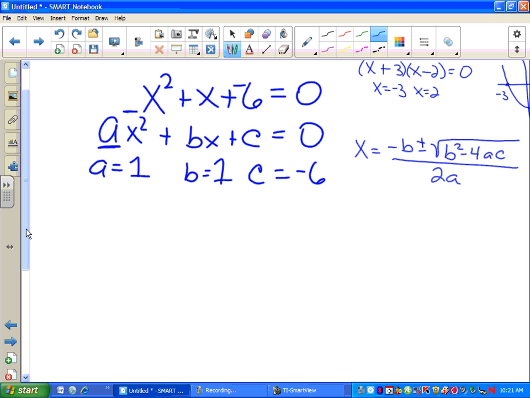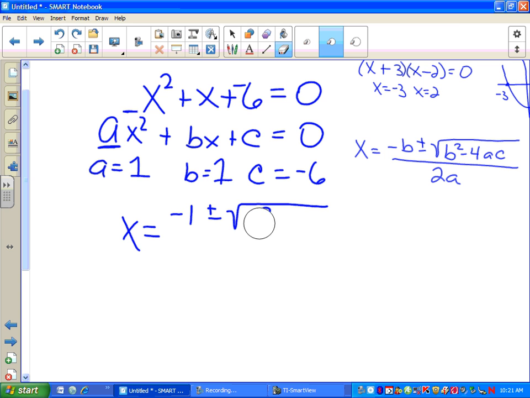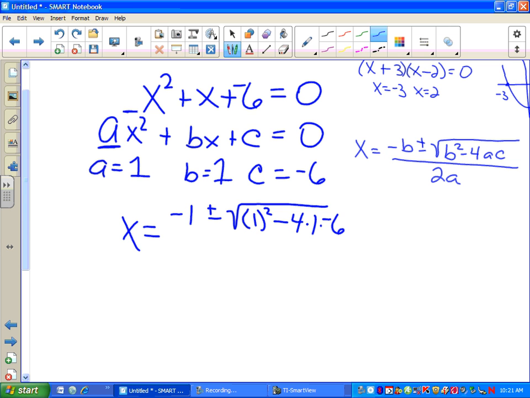Here we go. X equals negative b. We have a positive 1 for b, so we have to put a negative 1 plus or minus the square root of b squared. Whoops, I want to fill in my b. The b is 1. Put parentheses. You always need to put parentheses around it when you're going to square it because the calculator has to have, especially if b is negative. If you don't put that negative in parentheses before you square it, it's going to give you the wrong sign. Minus 4 times a is 1, times c is negative 6, all over 2 times a, and a was 1.